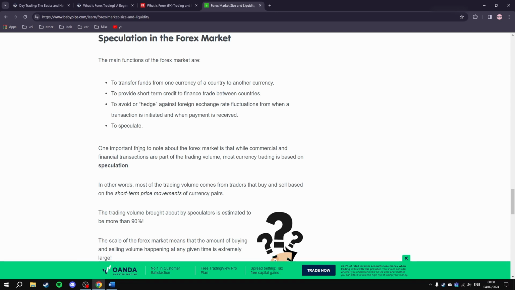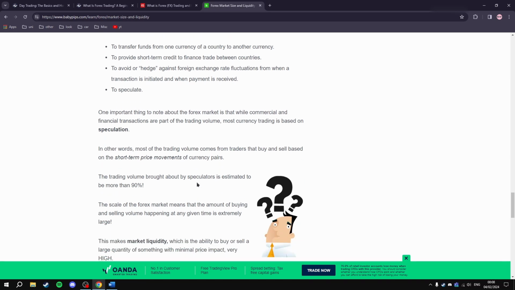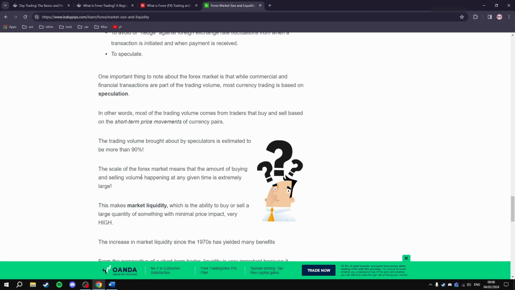One important thing to note about the forex market is that while commercial and financial transactions are part of the trading volume, most currency trading is based on speculation. In other words, most of the trading volume comes from traders that buy and sell based on the short-term price movements of currency pairs. The trading volume brought about by speculators is estimated to be more than 90%. The scale of the forex market means that the amount of buying and selling volume happening at any given time is extremely large.